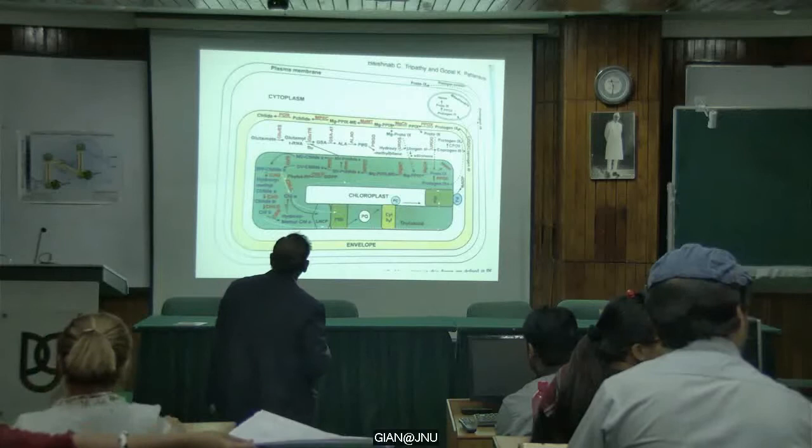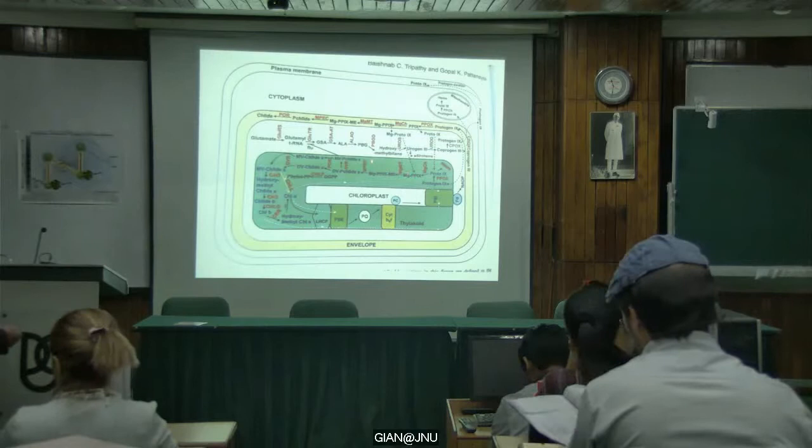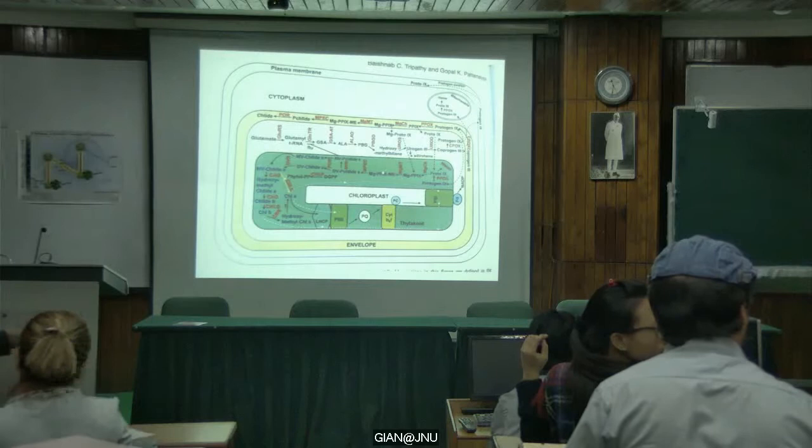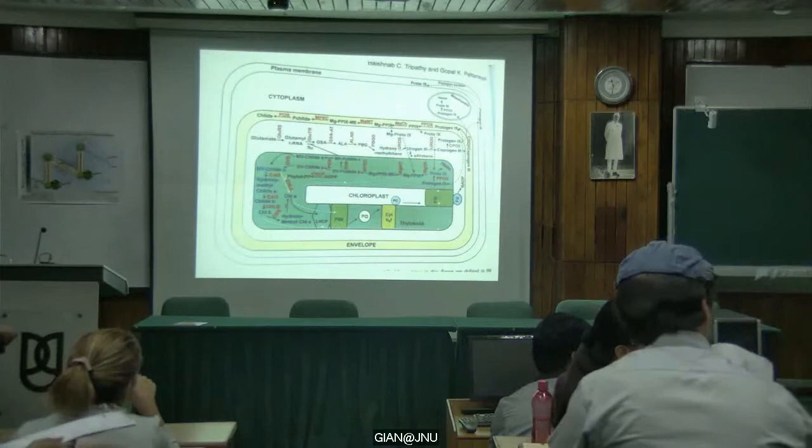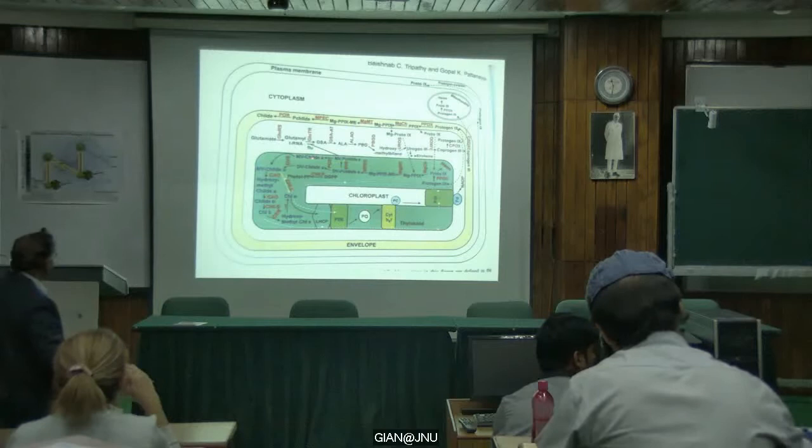Now, magnesium protoporphyrin, as I told you, becomes magnesium protoporphyrin monomethylester, then divinyl protochlorophyllide through the cyclase, then monovinyl protochlorophyllide by divinyl reductase, and then protochlorophyllide oxidoreductase in the end. And then you have divinyl chlorophyllide.